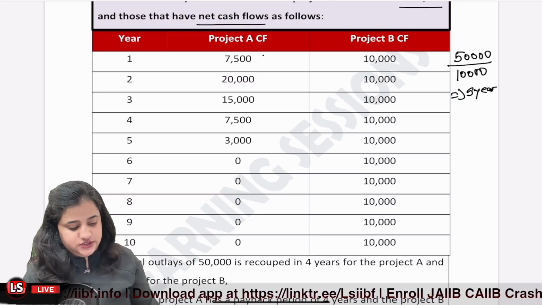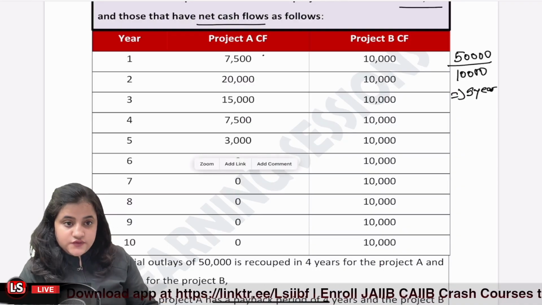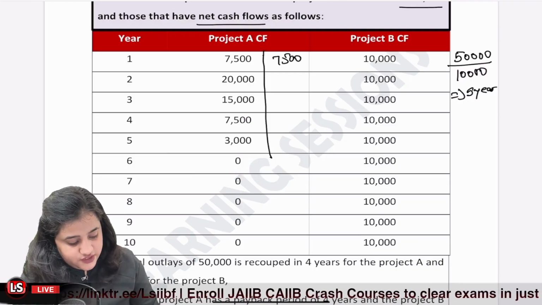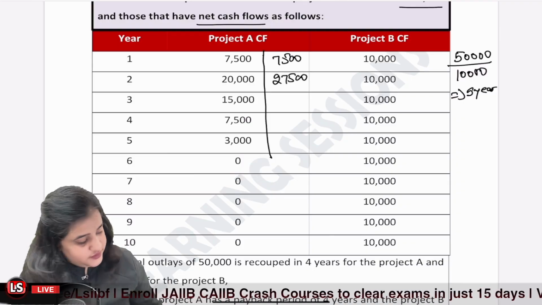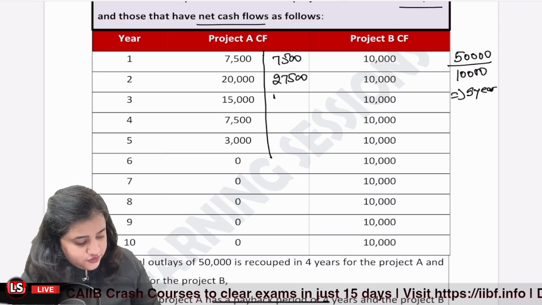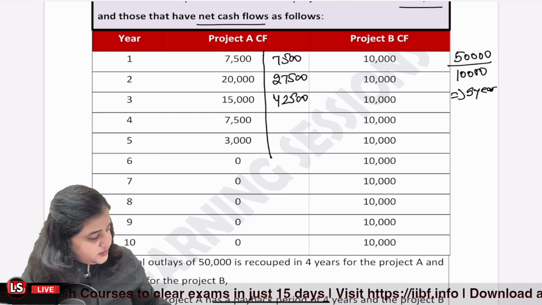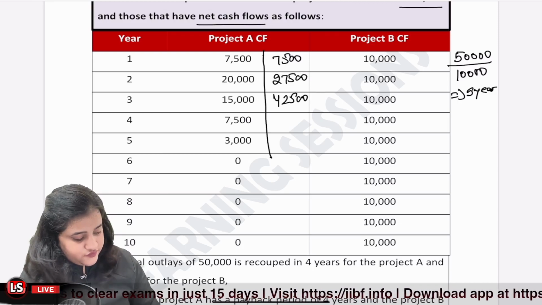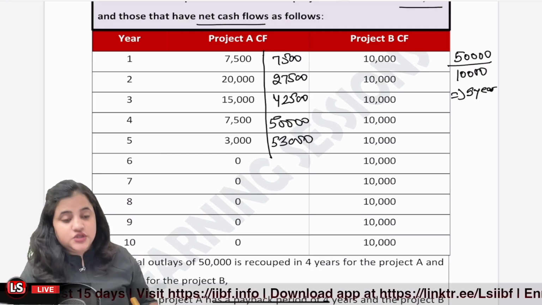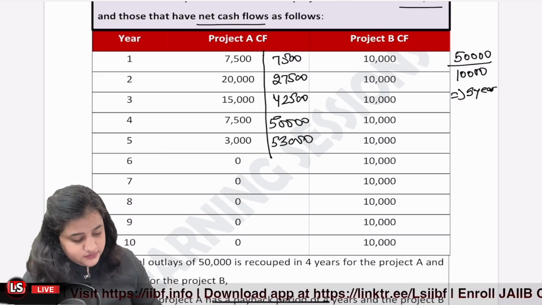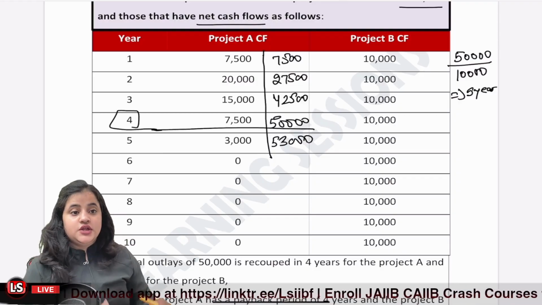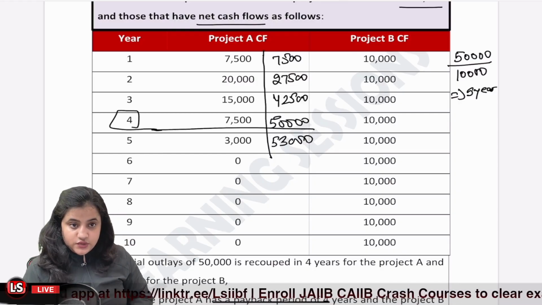Very simple calculation. Here the cash flows are unequal, so we calculate the cumulative part first. 7,500, 27,500 plus 15,000, 42,500 plus 7,500, 50,000 and 53,000. So when am I getting my return here? At year 4, my initial cash flow is recovered. So the payback period of project A is lower than project B.